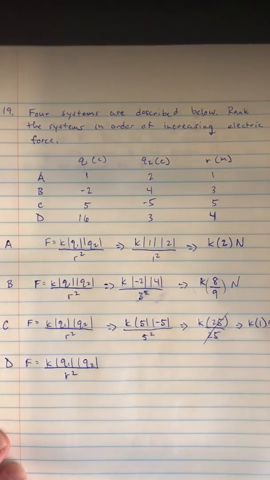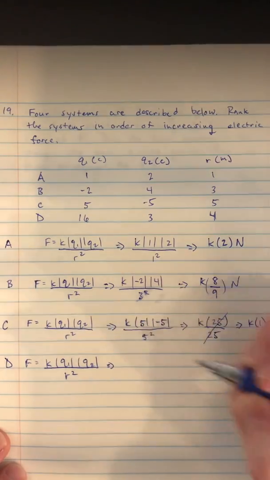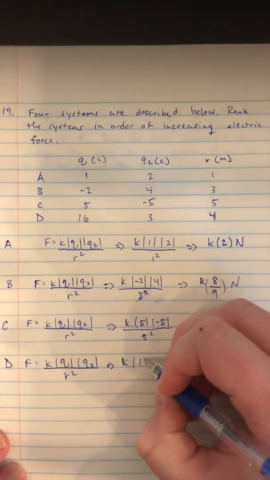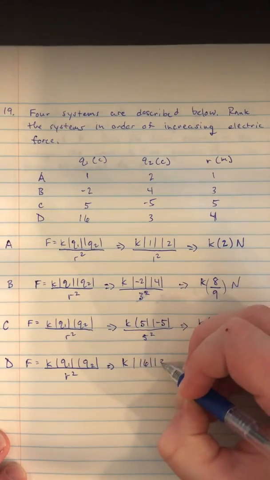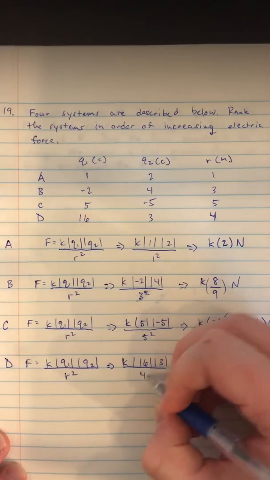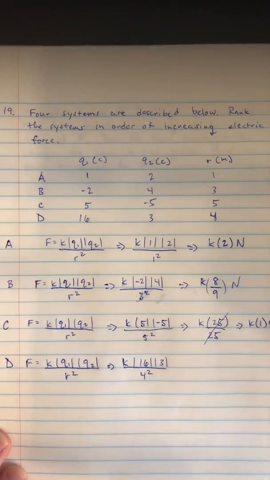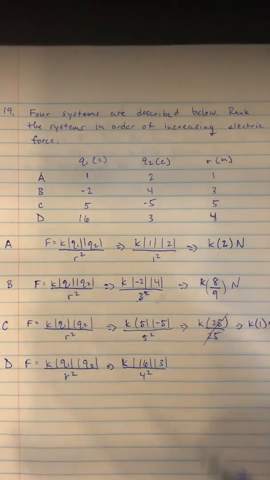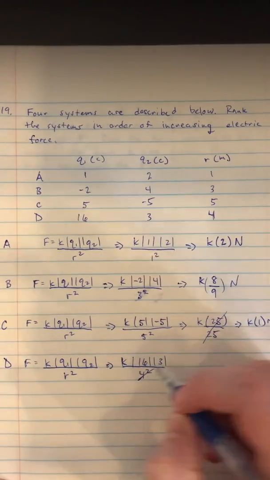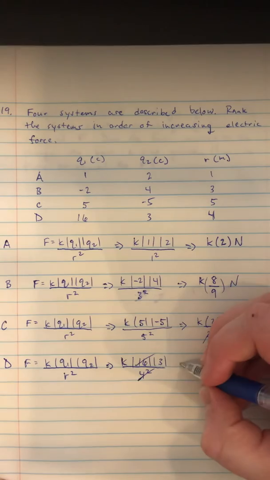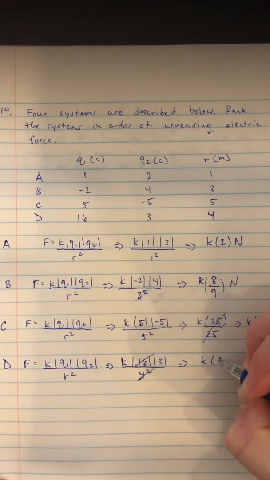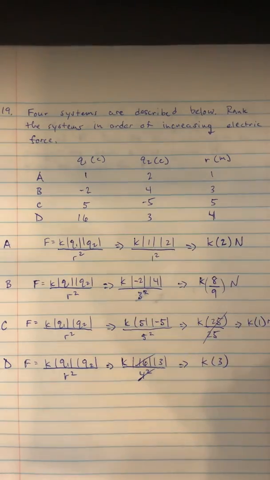This time we'll get K times 16 times 3 divided by 4 squared. I'm going to use a little shortcut here because I don't feel like doing 16 times 3. We know 4 squared is 16, so that's a 16 on the top and a 16 on the bottom. We can cancel those, and that will give us K times 3 newtons.